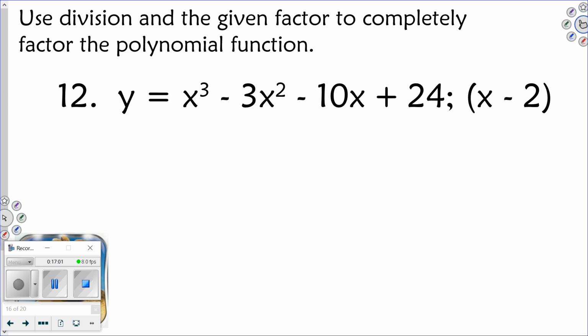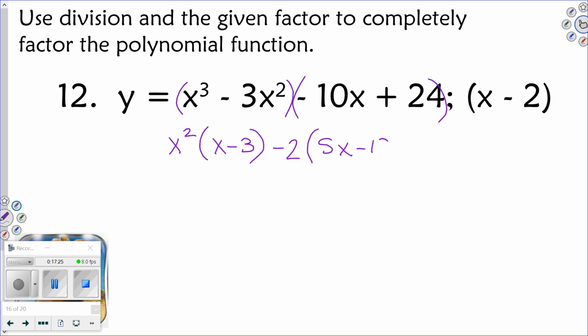could you? How many terms does it have? It's got 4, so don't write this down. But let's say I just gave you that and said factor. So you're like, all right, 4 terms, so you're going to do grouping, right? What's the GCF in the first set? X squared. So I'd have x minus 3. GCF here? Negative 2. So I'd have 5x minus 12.